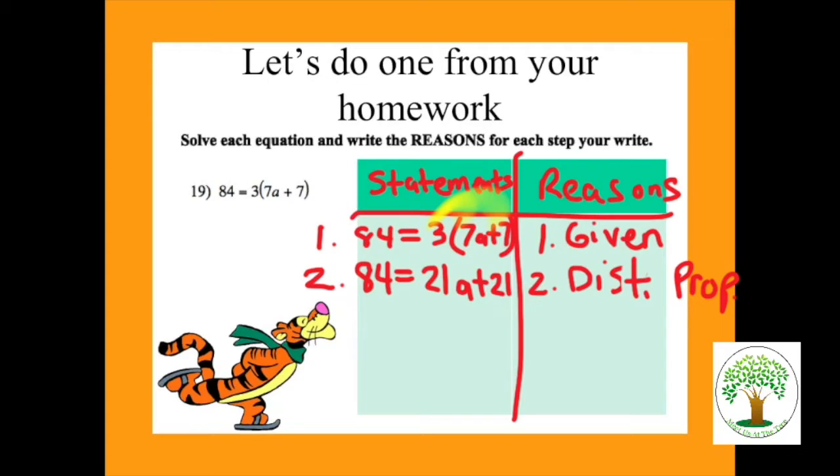Subtract the 21 from the 84. You want to subtract the 21, not the 21a, but this one over here? Okay, you want to subtract the 21 to the other side. So number 3, when we have 84 minus the 21, what does it become? 63. Yes. Well, 84 minus 21 is 63. So 63 equals 21a. The reason is the subtraction property, sub prop.